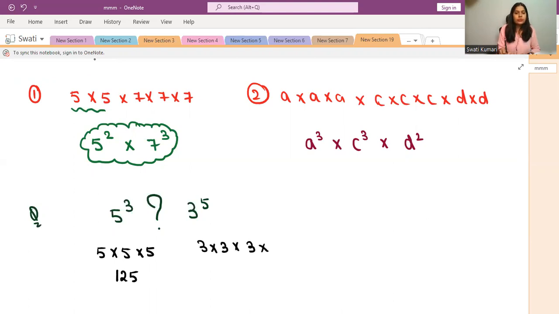3 into 3 into 3 into 3 into 3. So this will become 3 into 3, 9, 9 into 3, 27, 27 into 3, 81, and 81 into 3 is 243. Now, this is very much obvious that out of 125 and 243, which one is greater? It's straightforward. 243 is greater. Because 243 is greater, so therefore, which number is greater? 3 raised to 5 is greater. Yes, so I hope you understood this question also.